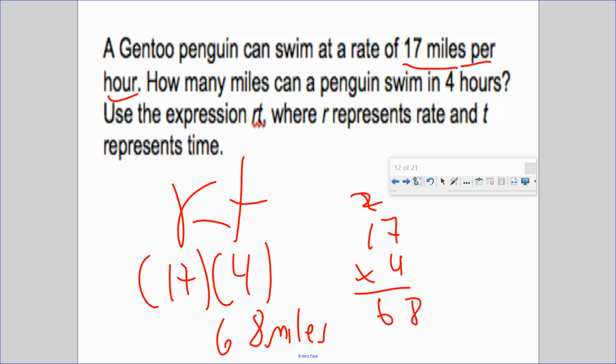And that is how you evaluate algebraic expressions. You replace the variable with a given number, and then sometimes you want to add, subtract, multiply, or divide depending on the operation.